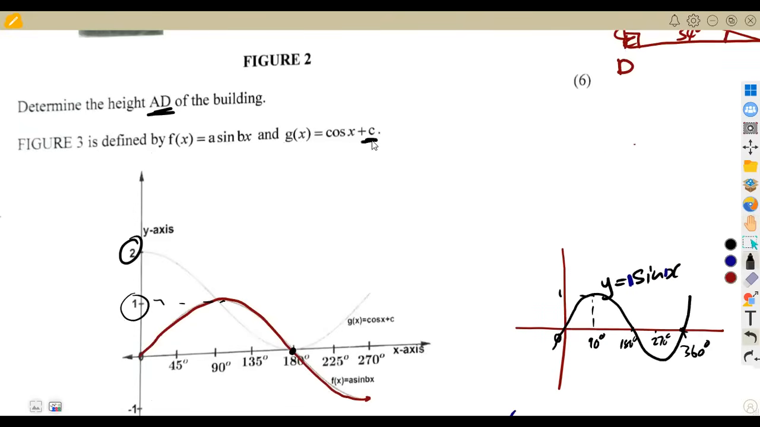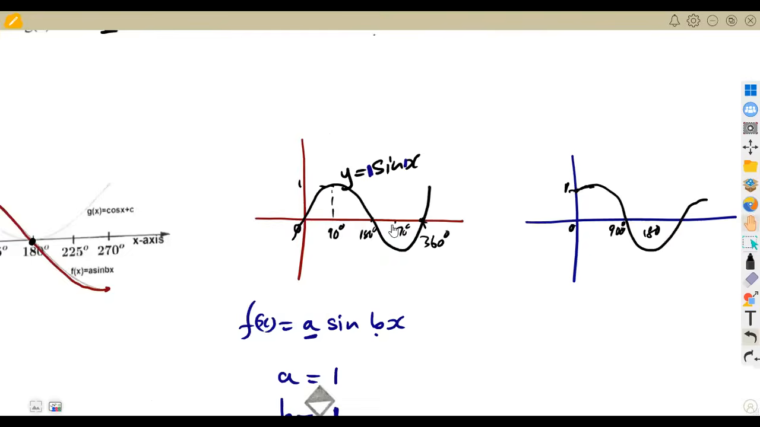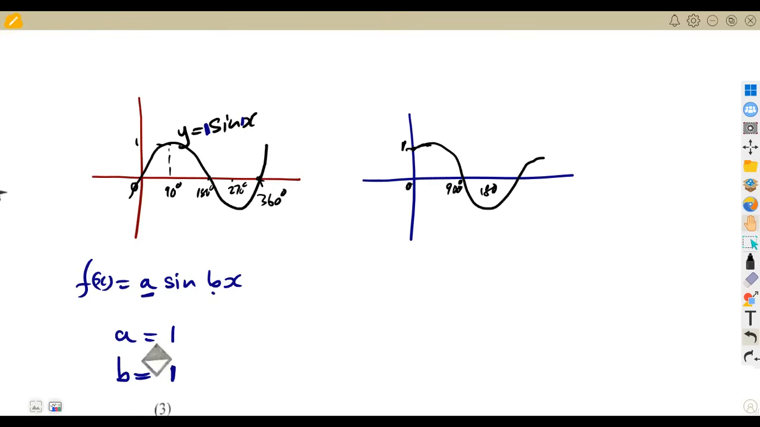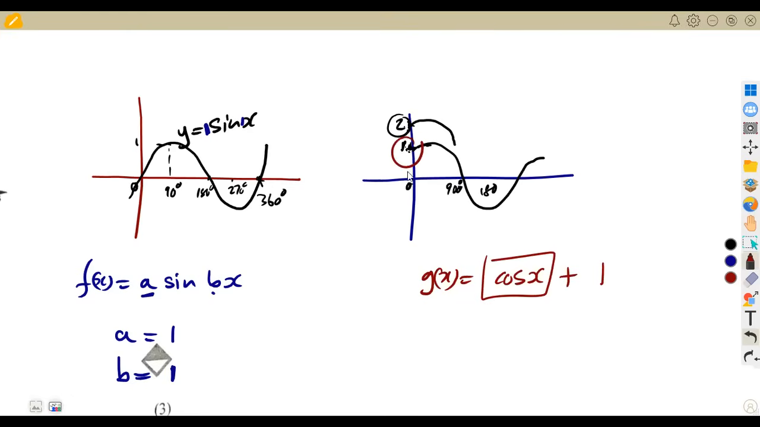So what is the value of c representing? It is the value that shifted from our normal graph that we are supposed to have. Now it's starting at 2. So this graph has shifted 1 unit up, from 1 up to 2. So we are having our graph as g of x is equal to cosine of x plus 1. At cosine of x here will be at 1, so it will be 1 plus 1, which gives us 2. So c simply indicates a 1.